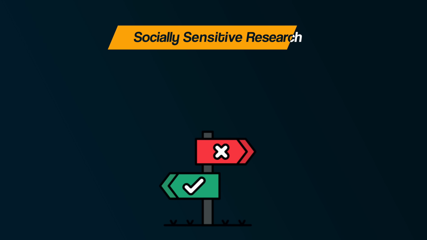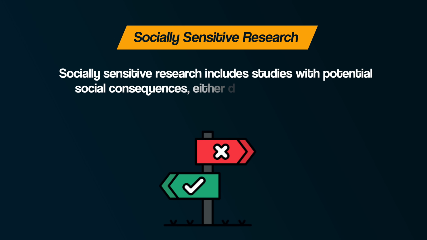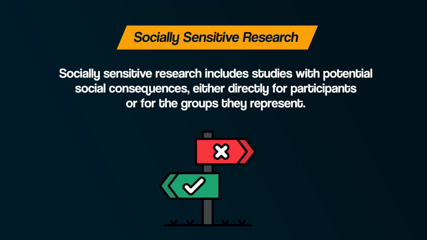This is particularly relevant in what is known as socially sensitive research. According to Sieber and Stanley in 1988, socially sensitive research includes studies with potential social consequences, either directly for participants or for the groups they represent. Although such research can benefit society and can lead to valuable insights, it also carries the risk of misuse, misinterpretation, or harm to marginalized groups, such as reinforcing stereotypes or justifying discrimination.